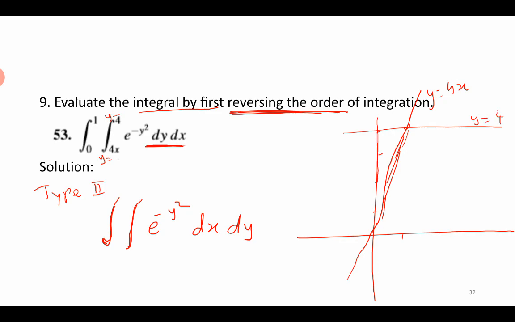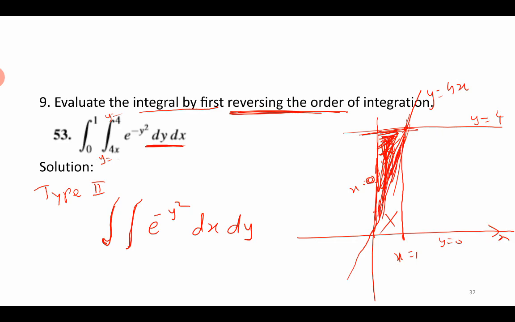X equal to 0, this line, x equal to 0. Y is equal to 4, y is equal to 4x, x equal to 0 is this line. And what is x is equal to 1? This is x is equal to 1. The line x is equal to 1. And the bounded region is here. The y equal to 0, this x-axis is not a boundary. So this is not your region. Your region is here. And this is your region to be integrated.